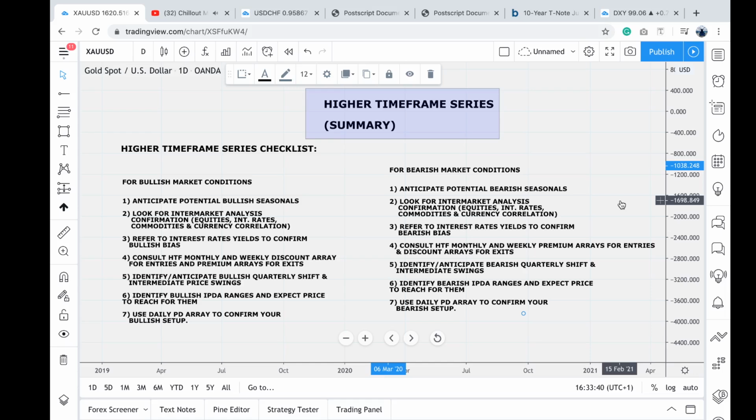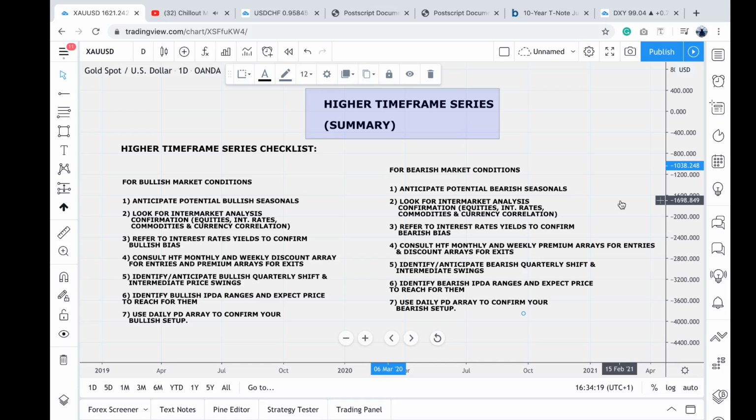And number 6, you're looking for bearish IPDA ranges and expect price to reach for them. So you're looking for bearish liquidity in the marketplace, where you expect fund-level liquidity to be resting for a bearish market tone, and you're going to look for price to trade into that level, because this is where the fund-level liquidity will rest, and this is what the central banks would consider a profitable move in the marketplace. And lastly, you want to use your daily PD array to confirm your bearish setup for execution or for entry.